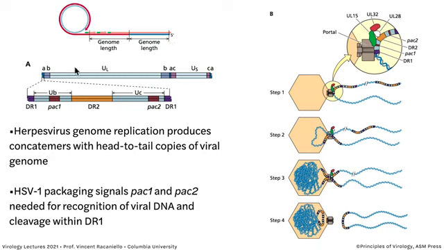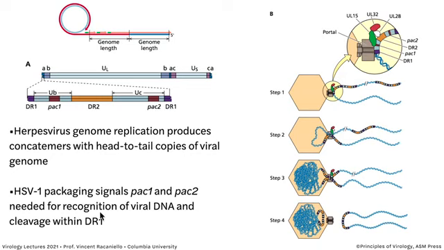So let's see how that works. Here's the viral genome in A. And at the left end, we've expanded it, and here are the packaging sequences, PAC1 and PAC2. PAC stands for packaging. And there are also some sequences around it called DR1 and DR2, right?